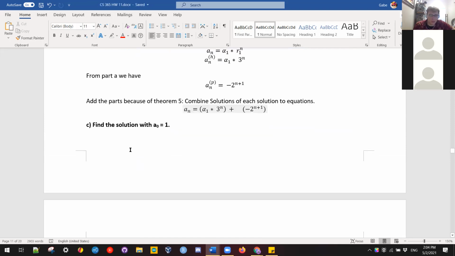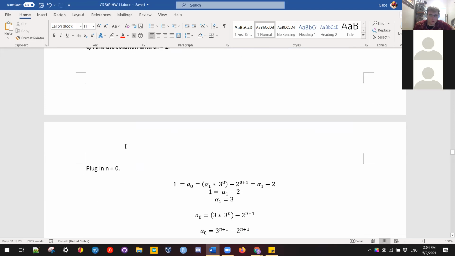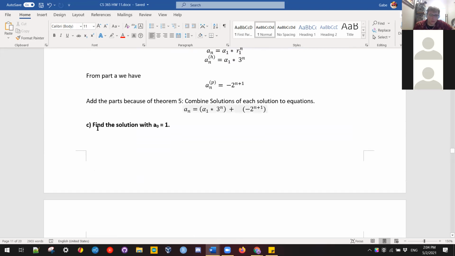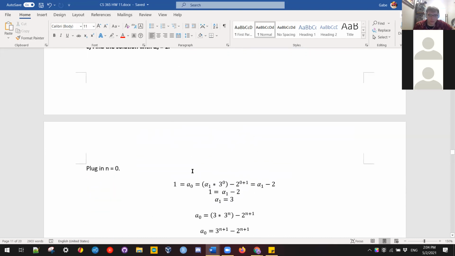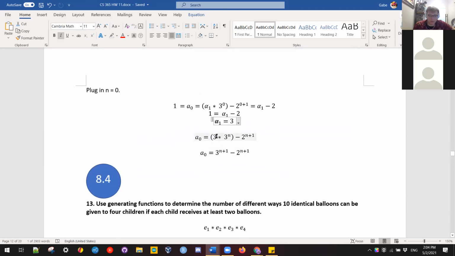Anywho, moving on with this. It says find the solution. So for that, we just plug in 0, right? I would assume. Yeah, it looks like we just plug in 0. We're getting our alpha, which is 3, and then we're literally just putting 3 there, and there we go. A0 equals all of this stuff. Yeah. Because we have to find an alpha, plug it in, and this is an equation for. But then why would there be an n?